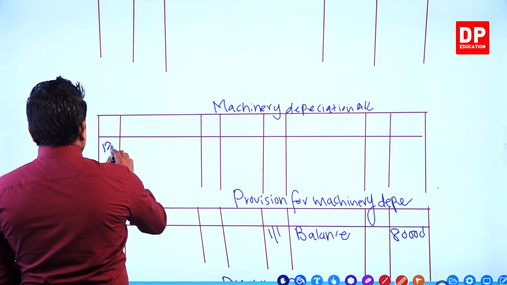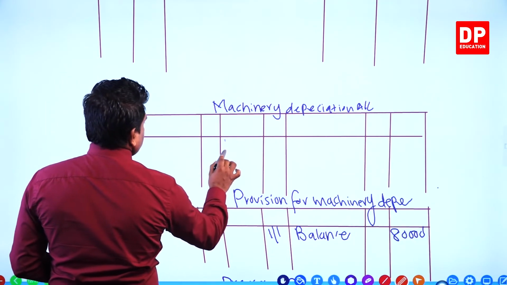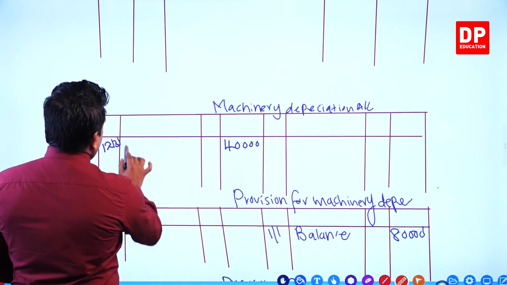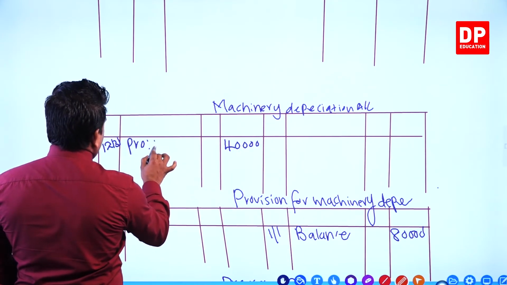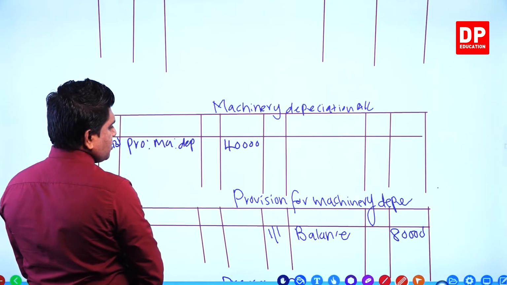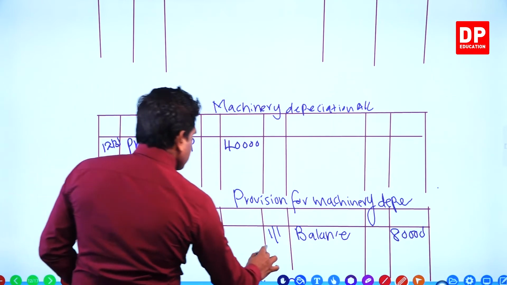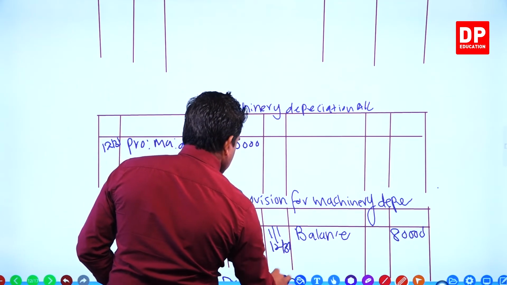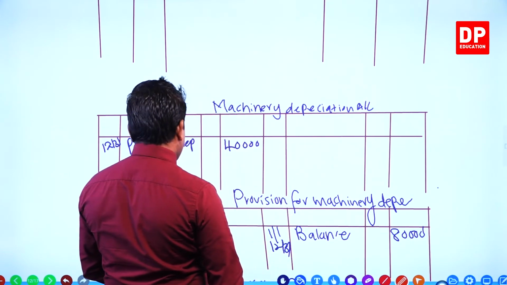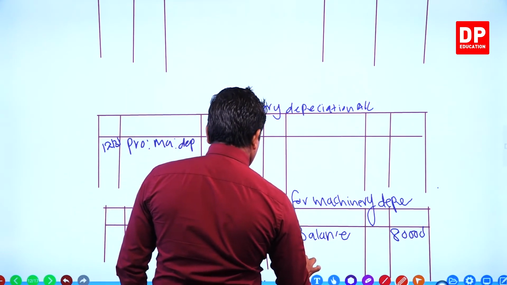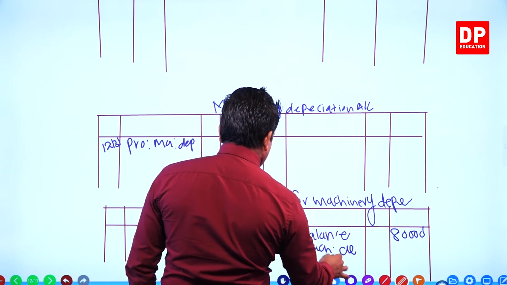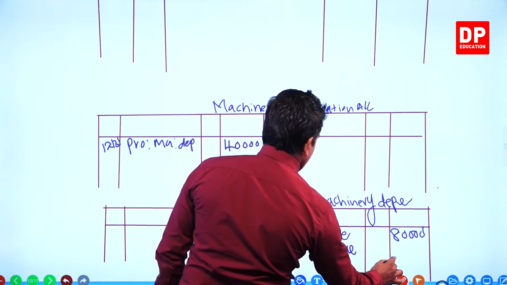12/31, 40,000. What do you say here? Provision for machinery depreciation. Then in the provision for machinery depreciation account, you write machinery depreciation, but that account's credit side, 40,000.